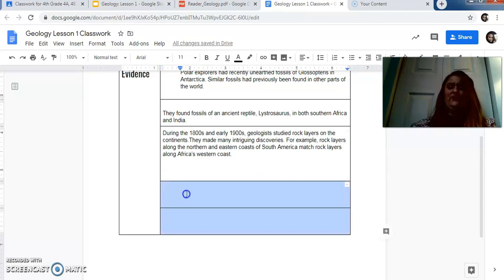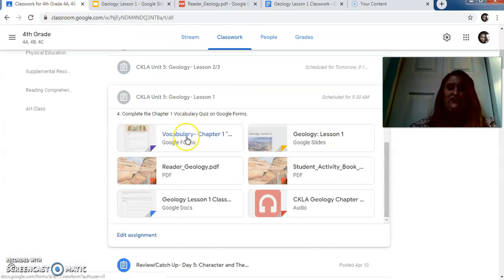All you have to do on this is write 2 more pieces of evidence. And then you have to do your vocabulary, which you can use your Google Slides to help you with. So if you have any questions, let us know. I'll see you soon.